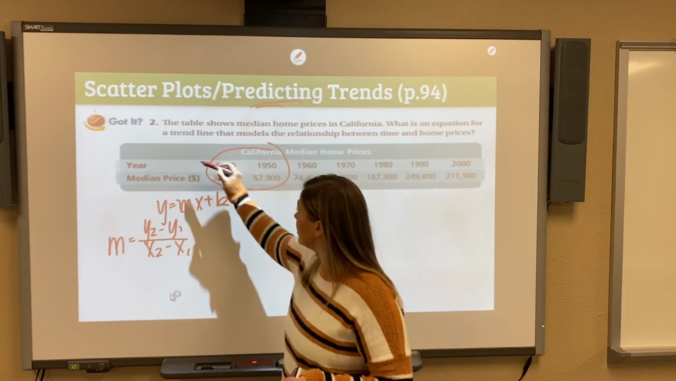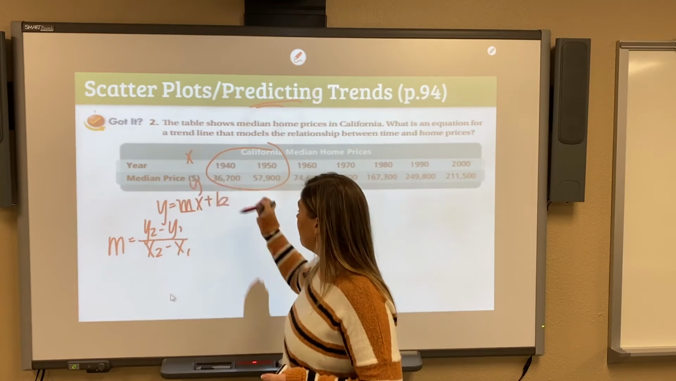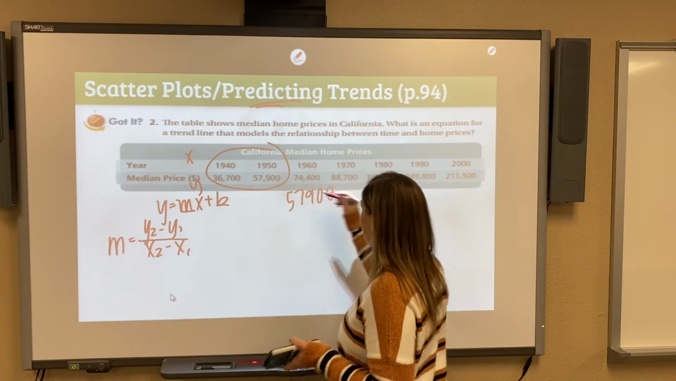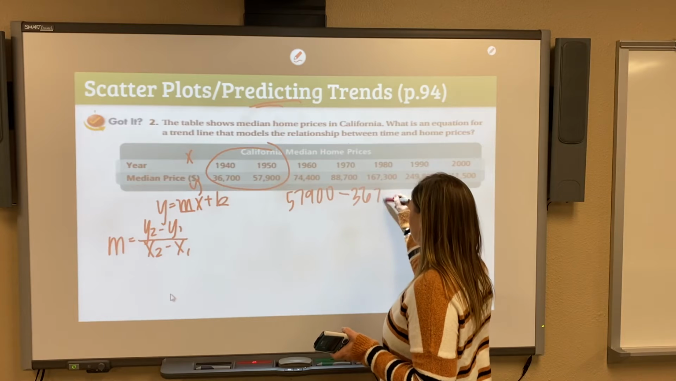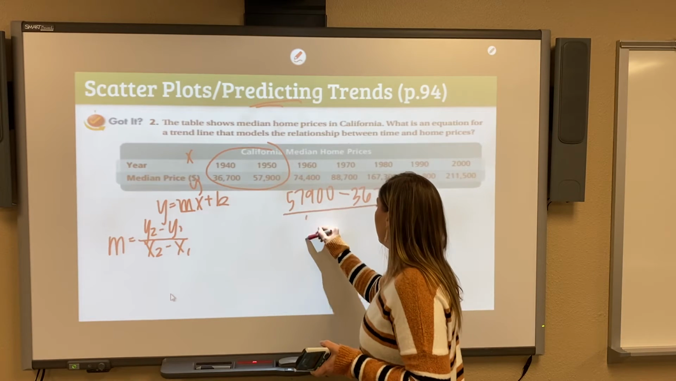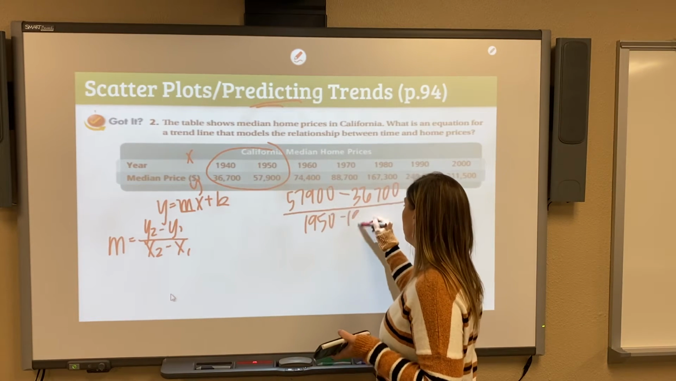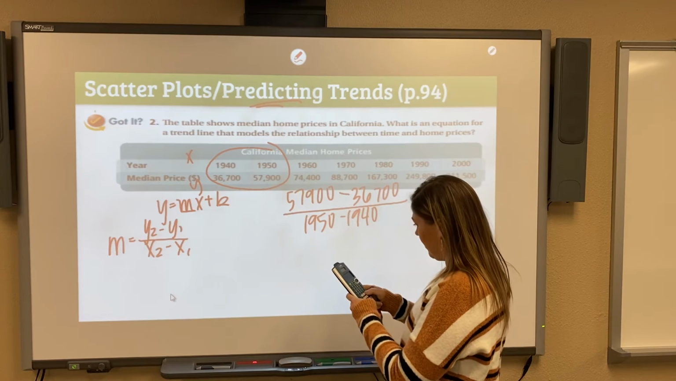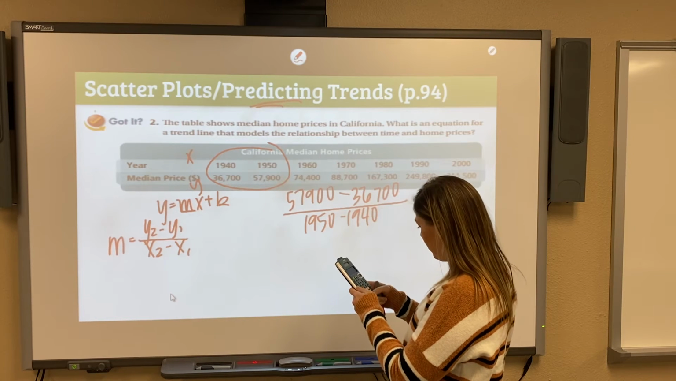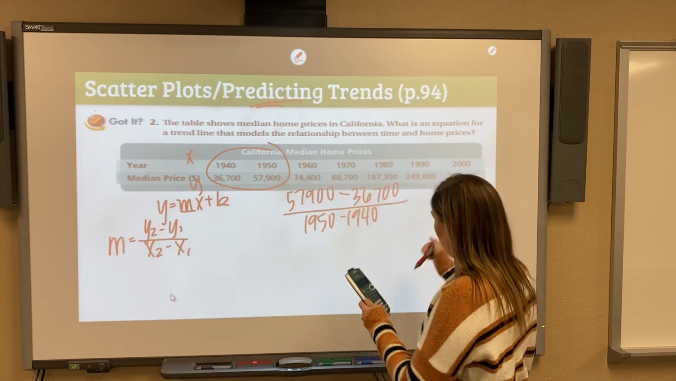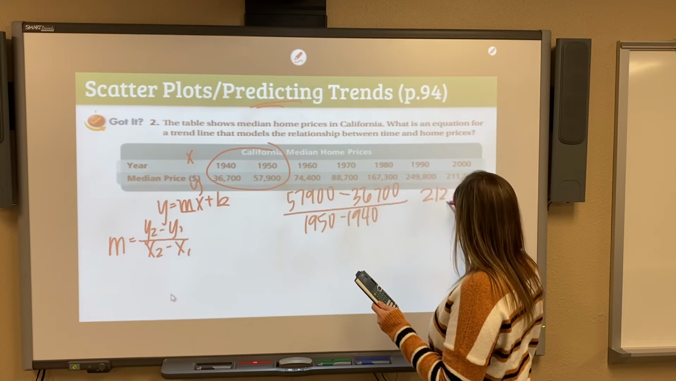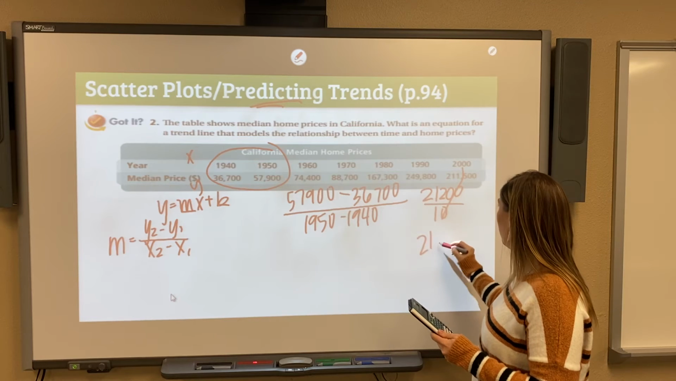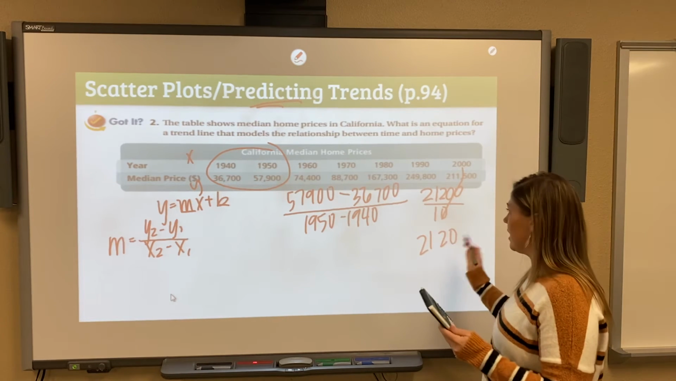Our year is our x value, median price is our y value. So we're going to take the difference: 57900 minus 36700 over 1950 minus 1940, which is 10 years. So 57900 minus 36700 is 21200, divided by 10. Those zeros cancel, so we have 2120. What does that number even mean?